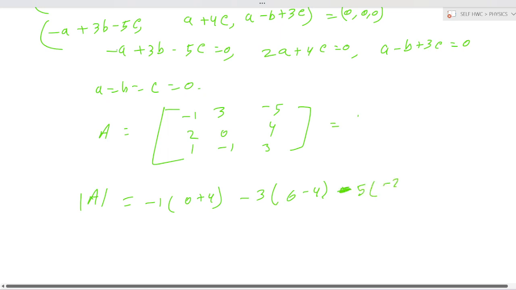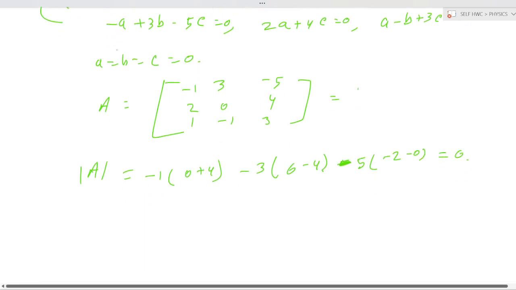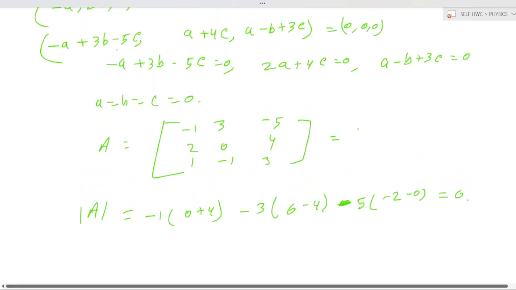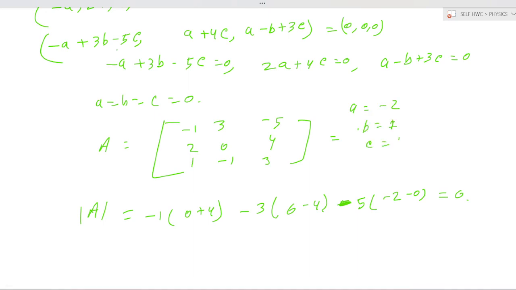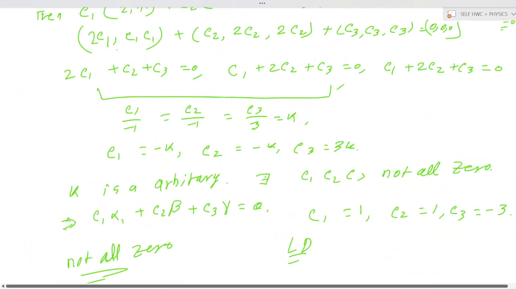It is minus 2 minus 0, which is equal to 0. Thus the rank of A is less than 3, the number of unknowns. Hence the equations will possess non-zero solutions, and this is a equal to minus 2, b equal to minus 1 and c equal to 1. Since there is such a non-zero solution, the vectors are linearly dependent.